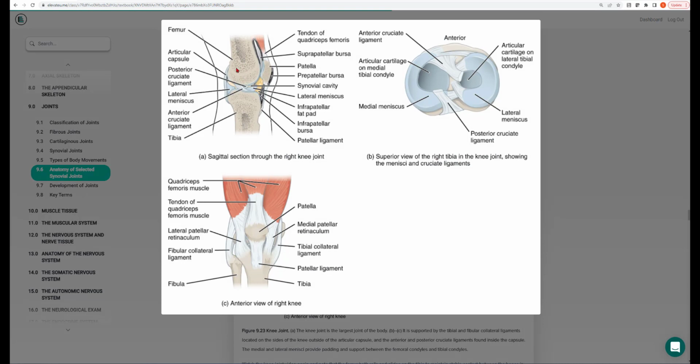We're looking at it from the side, of course, but the ACL is this little ligament that is connecting the femur to the tibia, and it crosses in front of the posterior cruciate ligament. So anterior and posterior just tell us where they are. Cruciate means cross. They crisscross over each other, and they're ligaments that connect bone to bone. So the ACL and the PCL.